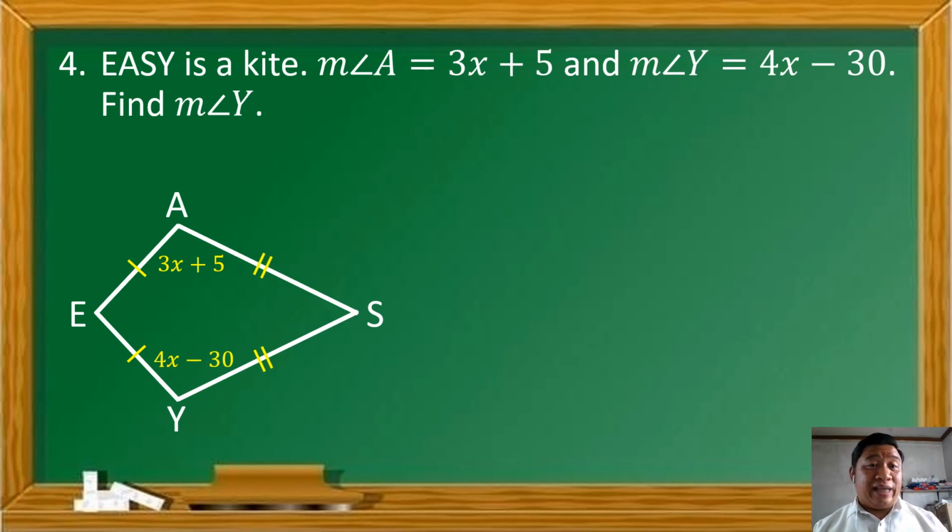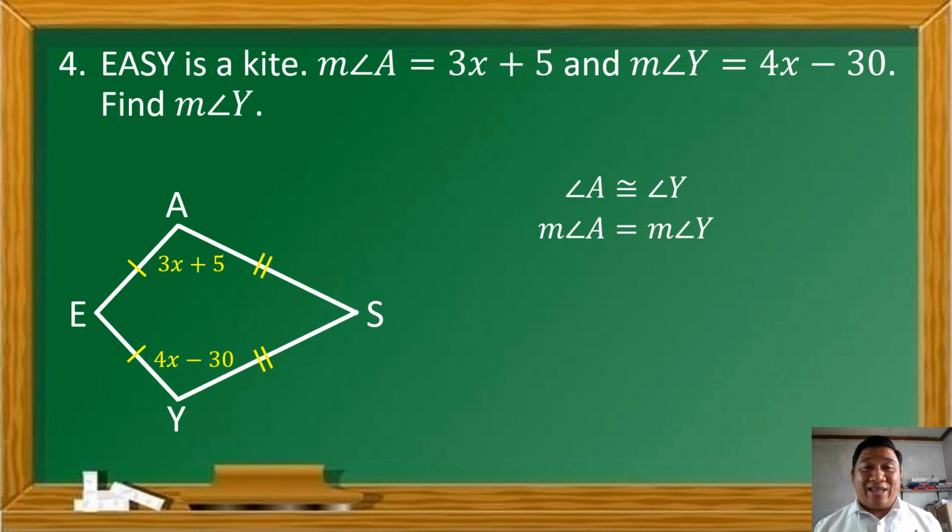Kasi kung titignan nyo, si angle E at si angle S, hindi naman sila mukhang congruent. Alright? So ngayon, pwede na natin gamitin yung relationship na yon. We can now say that angle A is congruent to angle Y. Alright? At since silang dalawang angle ay congruent to each other, ibig sabihin that their measures are equal. Therefore, we could say that the measure of angle A is equal to the measure of angle Y.